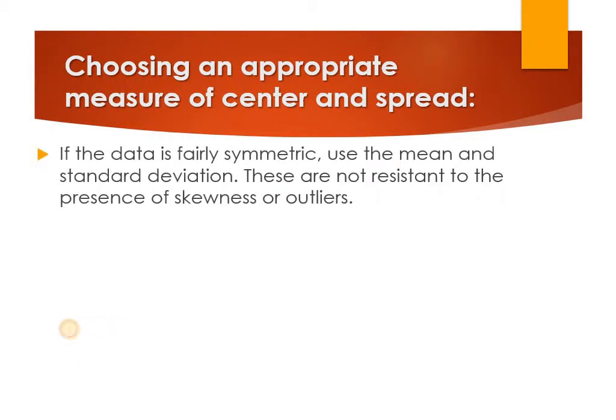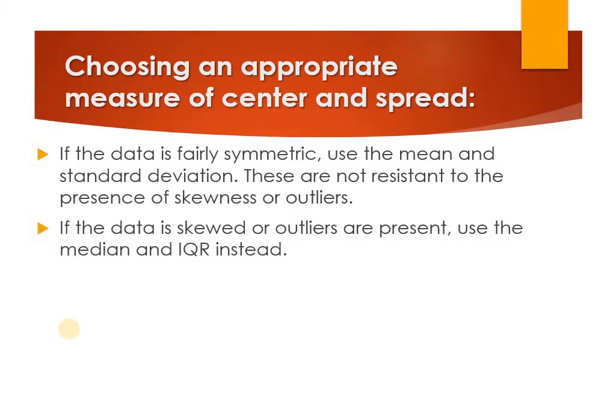This is just saying what we were talking about. If the data is pretty much symmetric, you can use mean and standard deviation. We do not use those for skewed data or data with outliers. This phrasing is very important because I love to put this someplace on the test. You have to understand that mean and standard deviation, or even variance, is sensitive to outliers or skewness. Okay, it's easily affected, which is why we use medians and IQR if it's not.